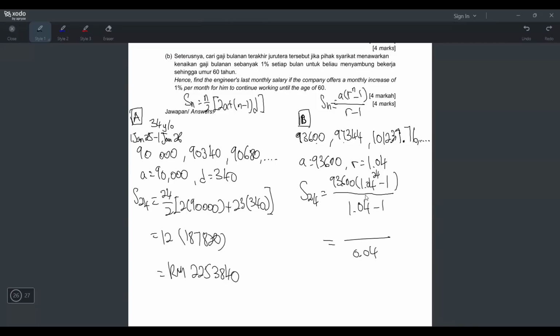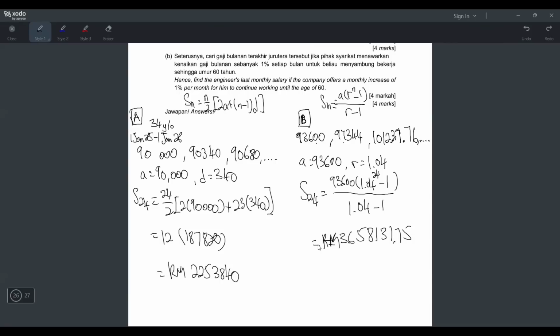1.04 power 24 minus 1 equals answer times 93,600. Okay, you get a very ugly answer, so I don't want to write it like this. I straight away write the final answer. So answer divided by 0.04. Okay, I get 3,658,131.75. And write RM, because this one is the total amount of salary, right?